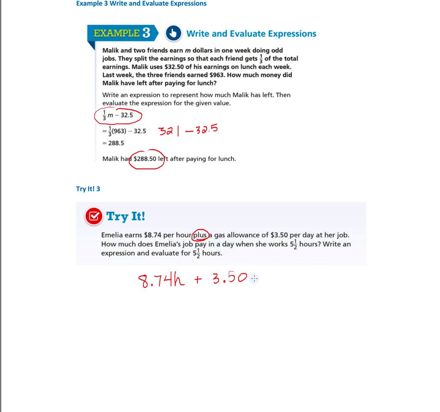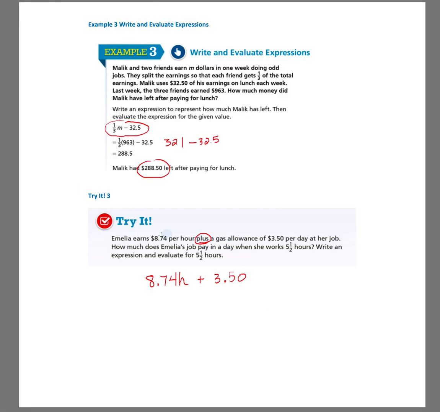That's singular. So if it was for multiple days, I would put maybe D for days there, and then we could do that multiplying, but it's just for one day. I suppose I could go ahead and put the D and then replace it with 1, but I'm going to keep this nice and simple. So there is my expression. She's going to earn $8.74 per hour plus $3.50 for gas allowance. So there's the expression. So that's that part.